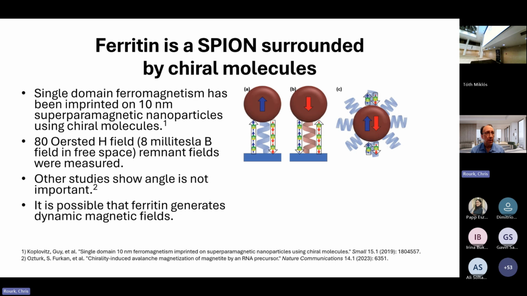In this study by Professor Ron Naaman, who is one of the people who identified chiral-induced spin selectivity, his group looked at the interaction between chiral molecules and 10 nanometer superparamagnetic nanoparticles. And he found that those chiral molecules, and the electrons and protons transferring through them, can imprint ferromagnetism on the superparamagnetic particle. He measured up to 80 Oersteds of remnant flux, which is a pretty big level of flux for a small particle like that.